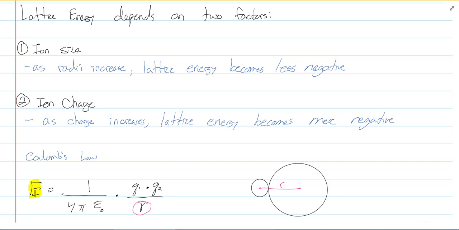That's just how that works. As the Q's get bigger, E gets bigger. So as ion size gets smaller, E gets bigger. As R gets bigger, E gets smaller. As charges, as Q's go up, E goes up. Q's go down, E goes down. And that's basically all we're going to talk about with ionic compounds.